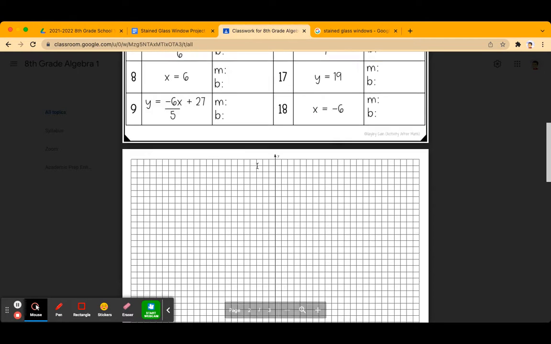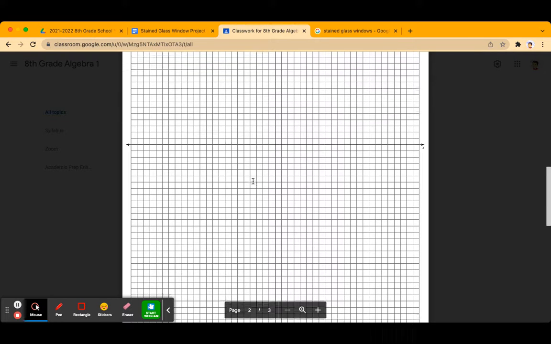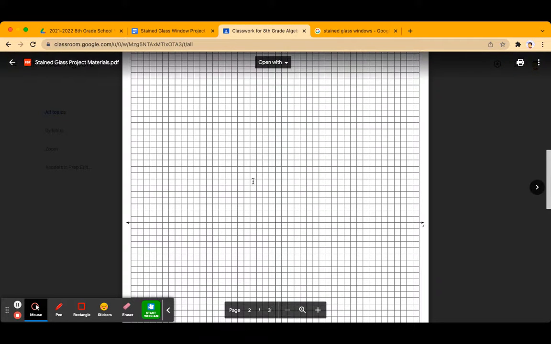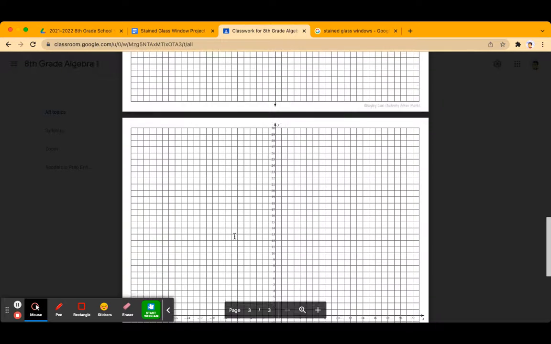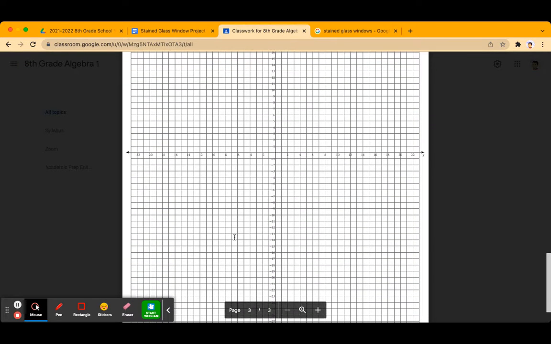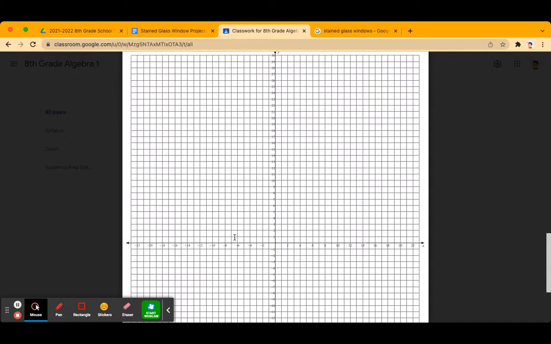Then you're going to make a coordinate grid. Now I have two here. You could print these PDFs out if you have a printer. If you don't, you could just use grid paper, graph paper. You should not be using loose leaf or anything like that. I will not accept that.